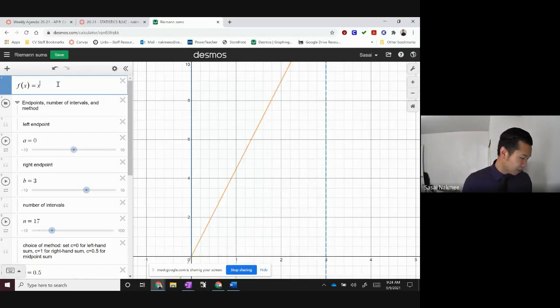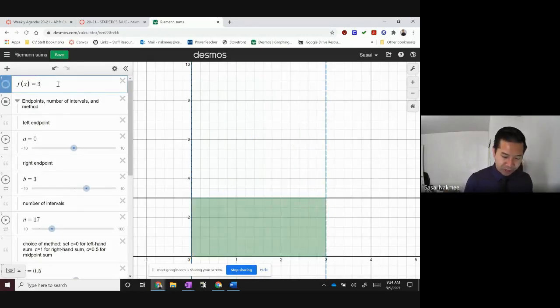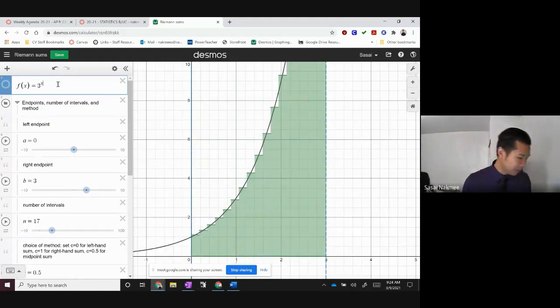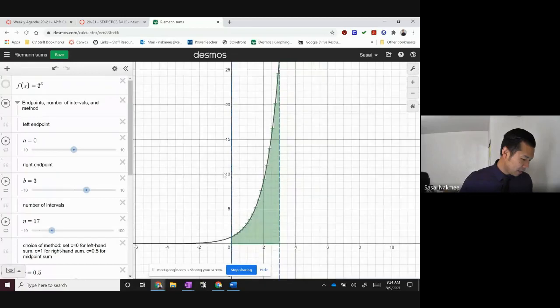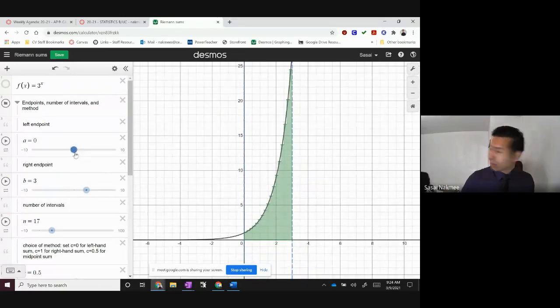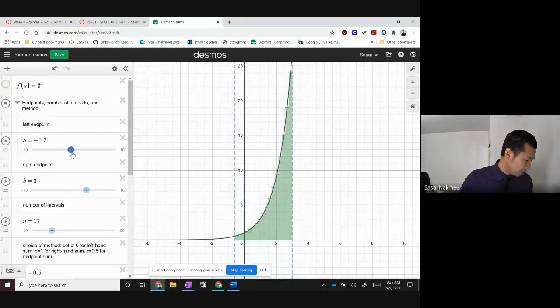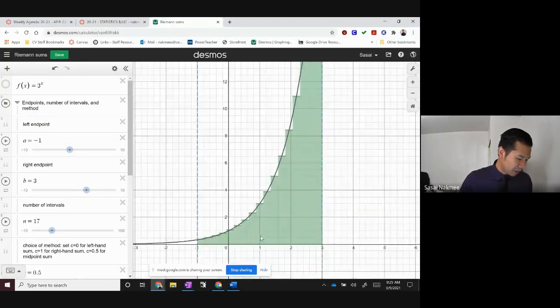So the function that we're dealing with is an exponential function, which is 3 to the x power. It looks something like that. This exponential function right here is going from -1. So we're going to move a to -1, and then b is 3. So there it is right there.